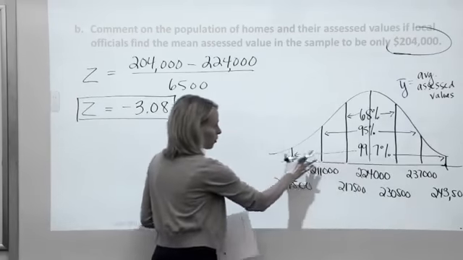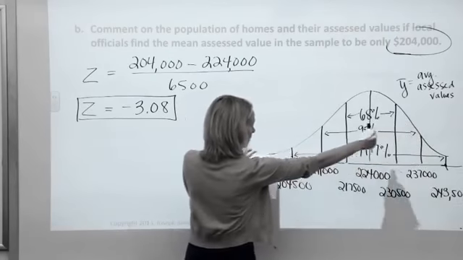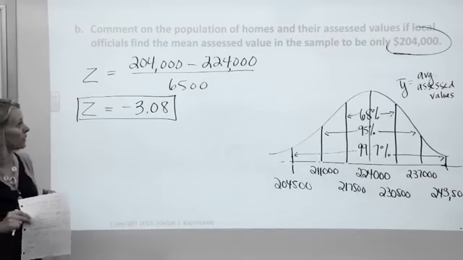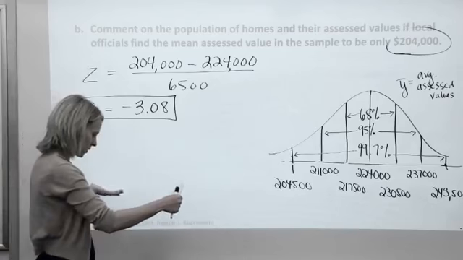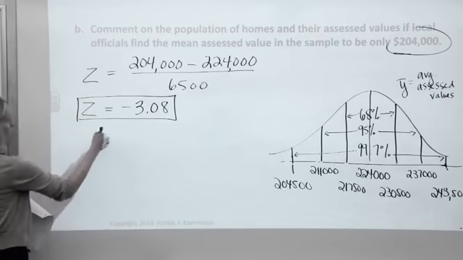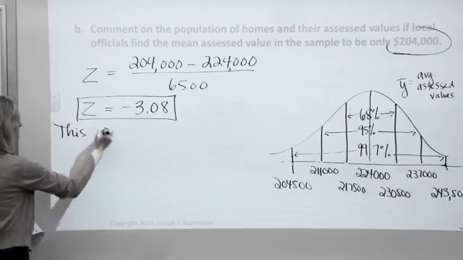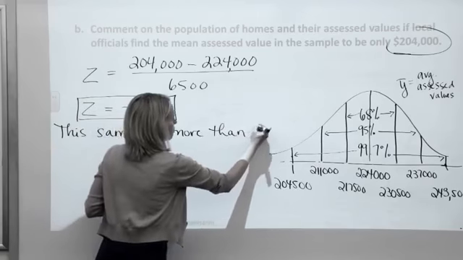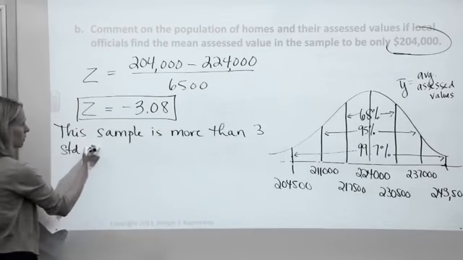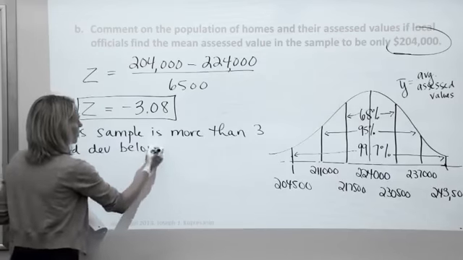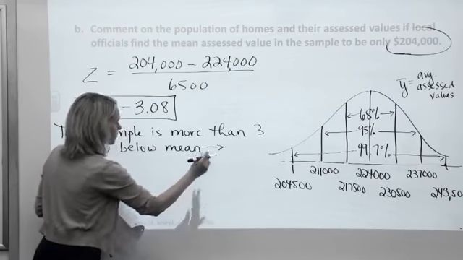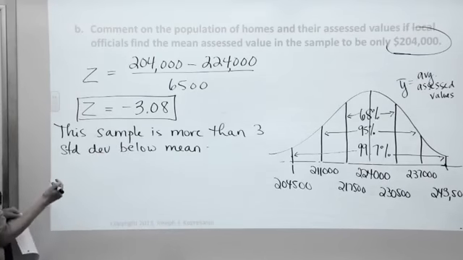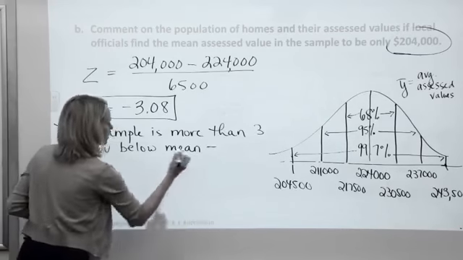Sometimes the assessed values go up, sometimes depending on the market they go down. It seems to me that perhaps this whole model is centered a bit too high. Maybe it should be centered down a little bit, given how unusual it would be to get a sample mean like this one. So what else can I write about this here? So this sample is more than 3 standard deviations below the mean. And then we could even say that this indicates perhaps that this assessment model would need to be updated here.